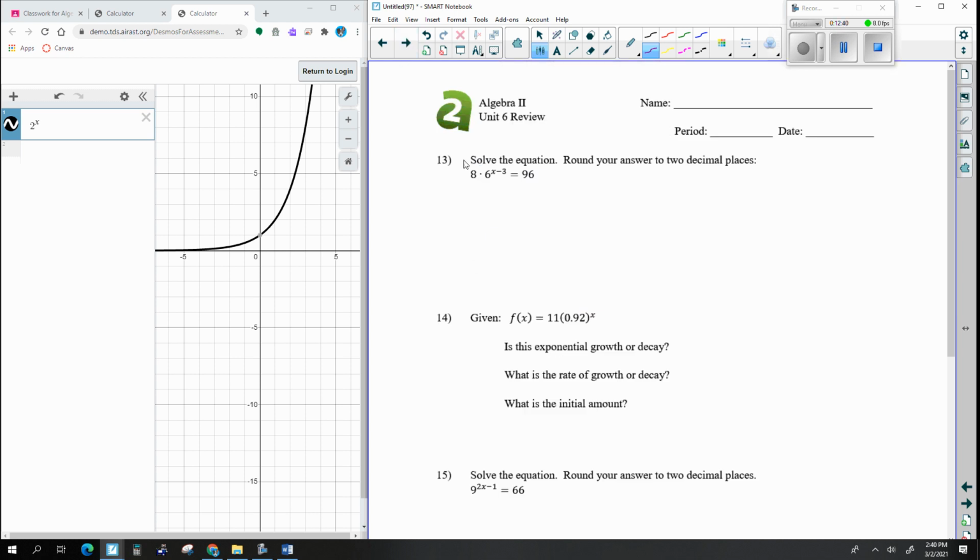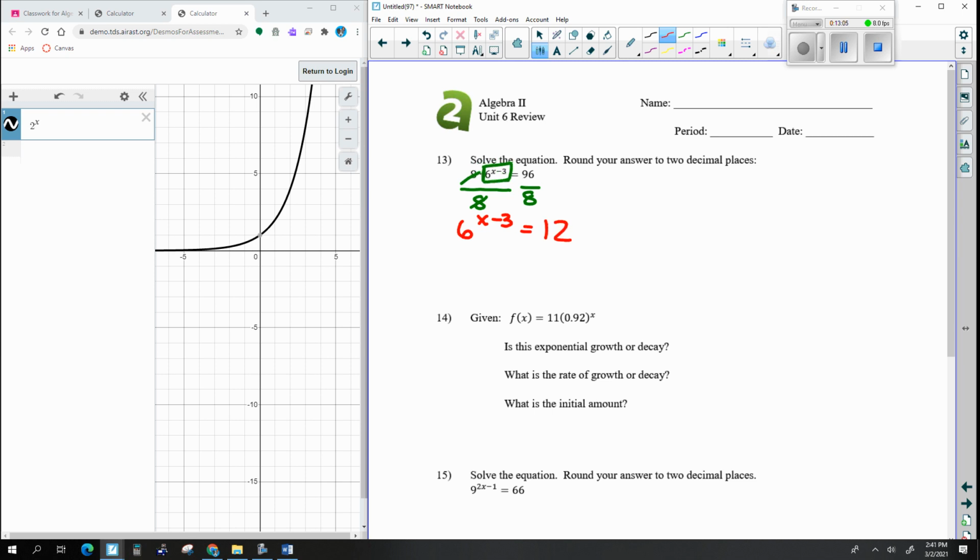Solve. Okay, what I'm going to do is get the 6 to the x minus 3 all by itself. I'm looking to get the 6^(x-3) all by itself, so that means I need to get rid of the 8. It's multiplying, so I have to divide. Now I have 6^(x-3) is equal to 12.